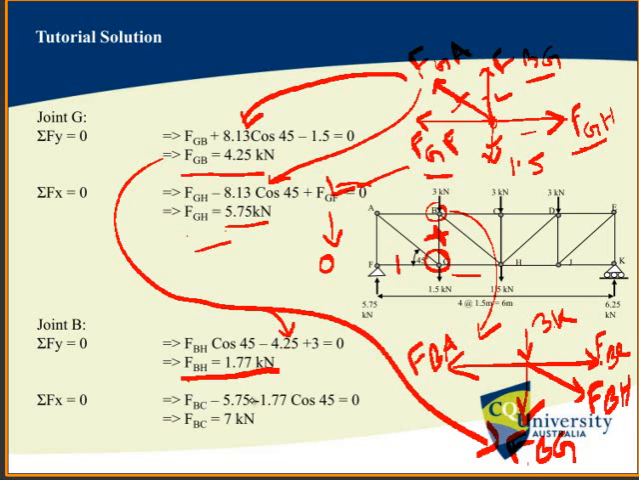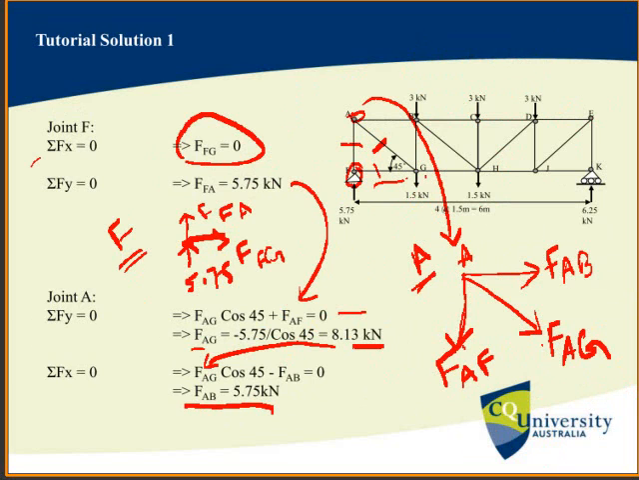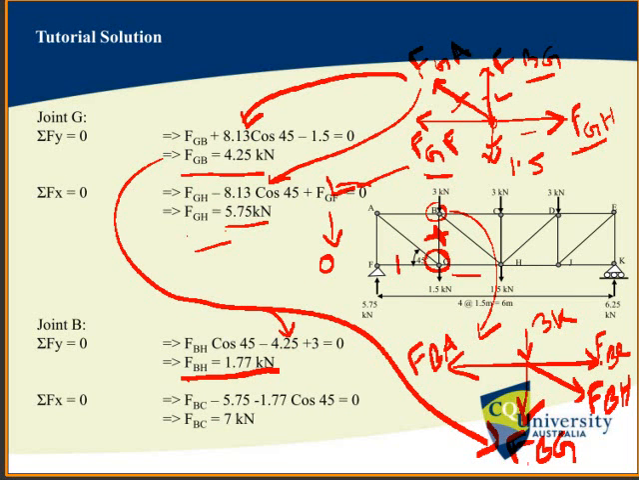So FBC, 5.77 is the value of FBA, we already have this value. So from this value of these forces we can put 5.77.